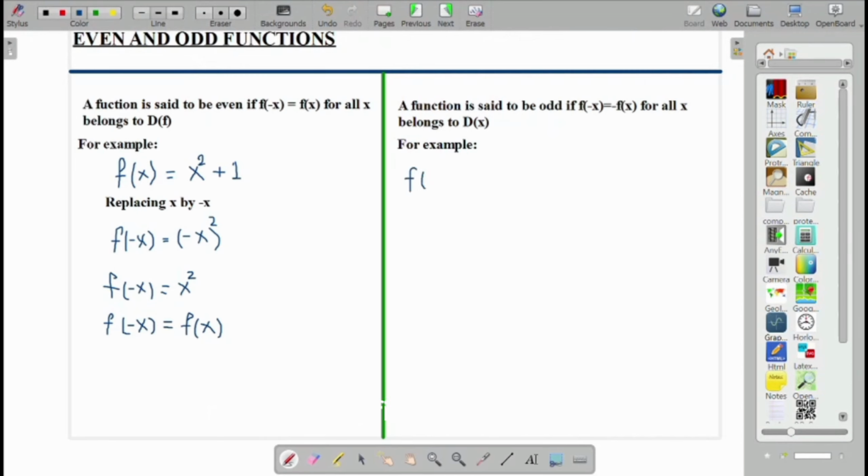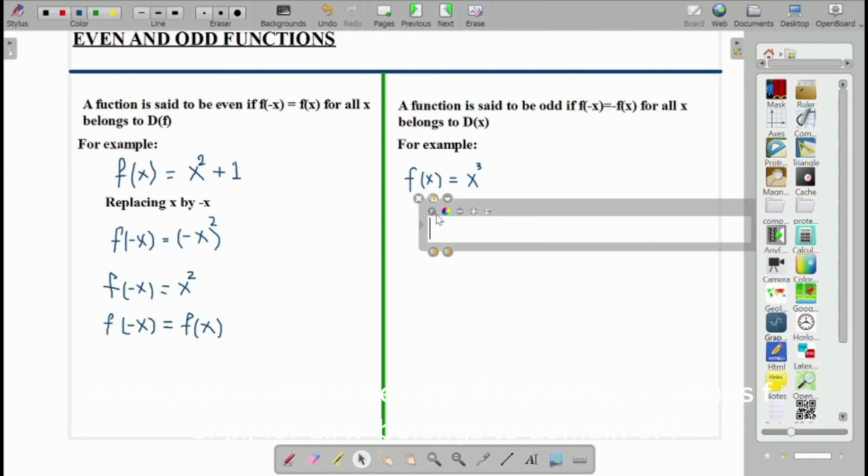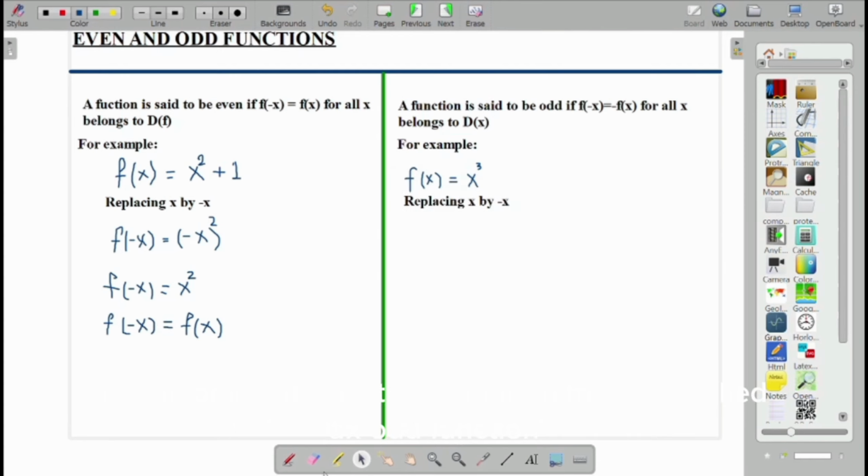First, we define an odd function. A function is said to be odd if f of minus x equals minus f of x, for all x belonging to the domain of f. If a function satisfies this condition, then it is called an odd function. For example, consider the function x cubed. If f of x equals x cubed is an odd function, then it must fulfill the given condition. To check this, we will replace x with minus x and see if the condition holds.